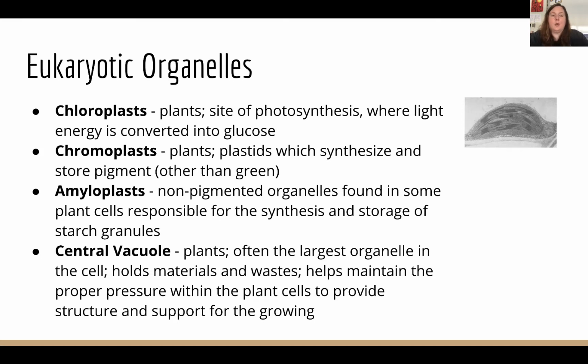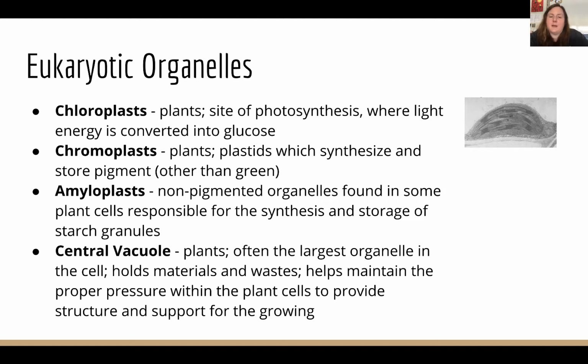Next we have chloroplast, chromoplast, and amyloplast. These are basically organelles that store different things. So chloroplasts store green pigment, chlorophyll, and it's only in plant cells. It's a site of photosynthesis, and it's where light energy is converted into glucose. Chromoplasts look basically identical to chloroplasts, except chloroplasts are green, chromoplasts are other colors. And so they are plastids which synthesize and store pigments. If they're orange, it probably is a carotenoid. So carrots, that would be the pigment in a carrot.